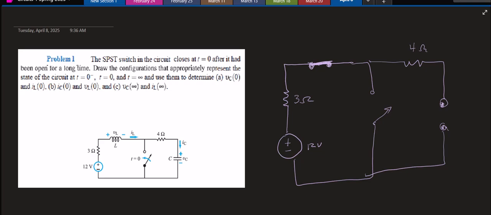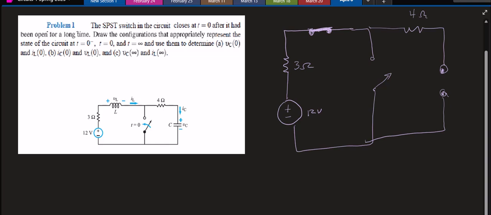So is there any current? And the answer is no. There's no current through either the inductor or the capacitor because it's an open circuit. So we know that IL of 0 minus equals 0, because this is right before the switch action. And we have IC of 0 minus also equals 0.